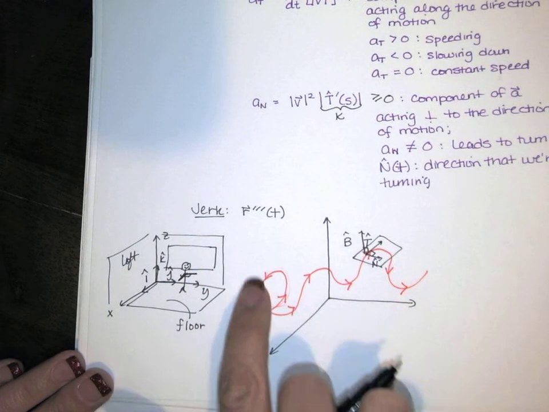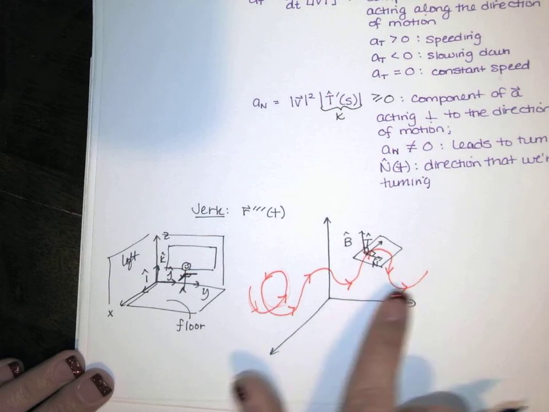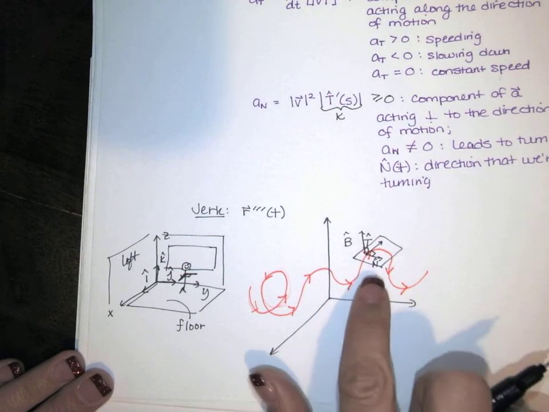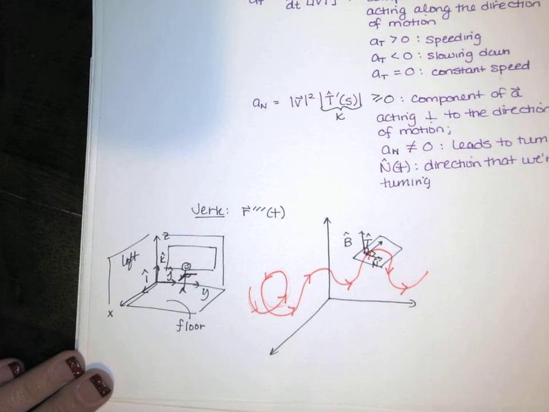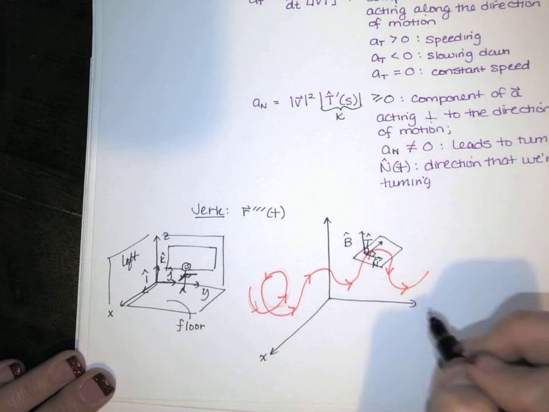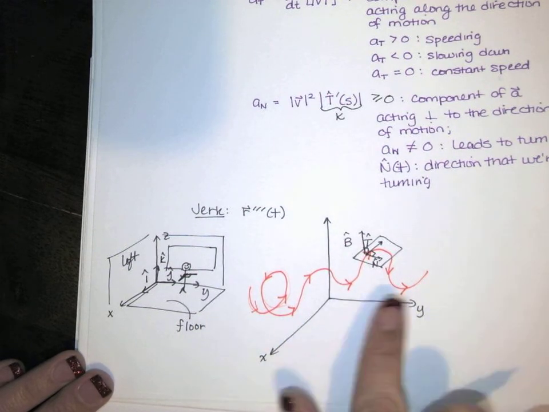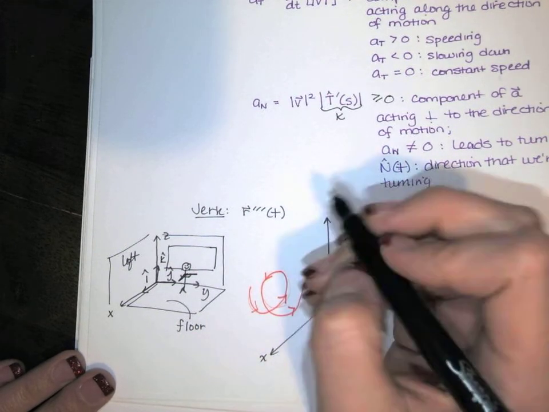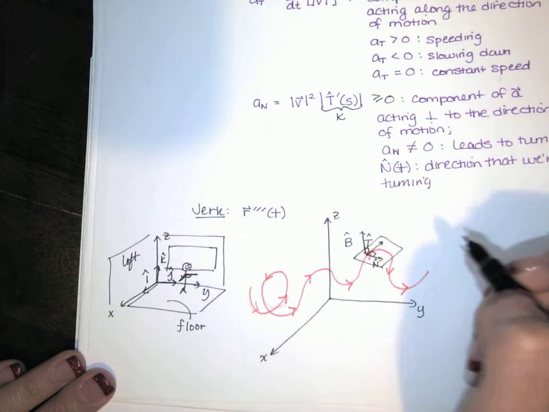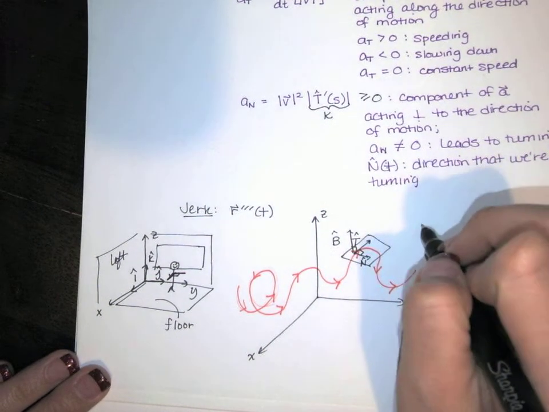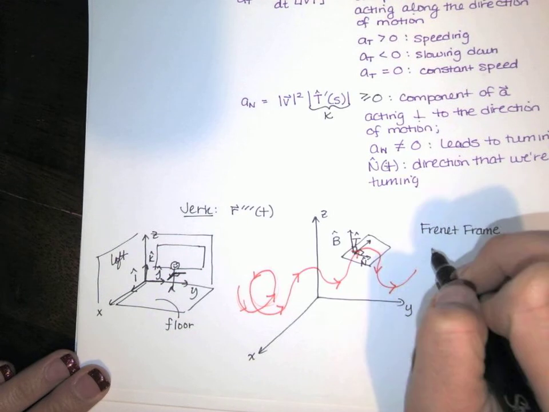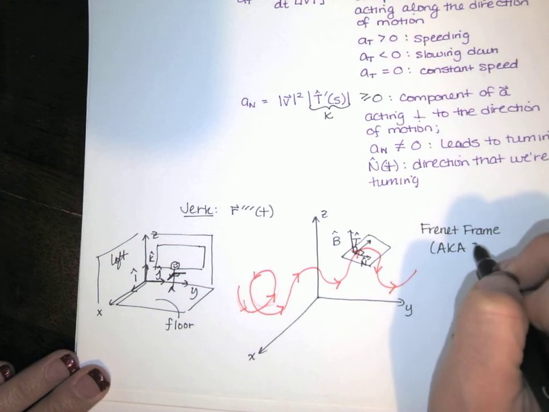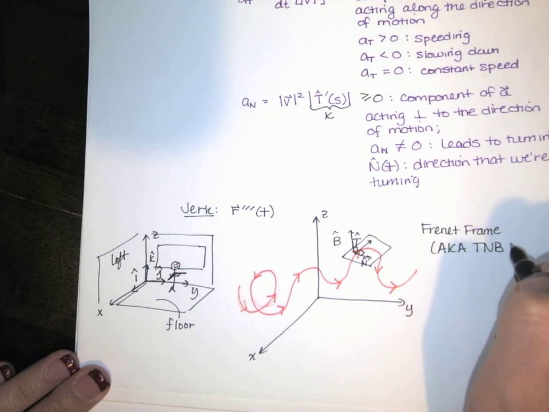But as you travel along this path, it's like going on a ride at Universal Studios. That t hat changes, that n hat changes, and that b hat, the binormal vector, changes. This also reminds me a little bit of the Magic School Bus. So we're traveling along this curve in space, and this little frame of reference moves with us. So our reference frame is relative. We call this the Frenet frame, and sometimes it's called the TNB frame for obvious reasons.